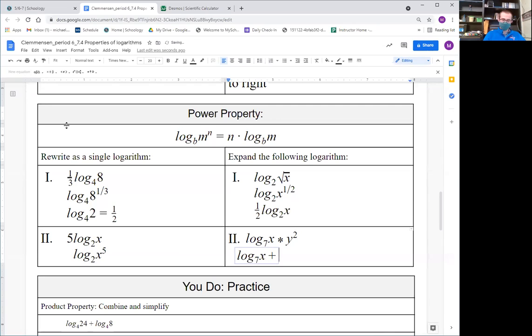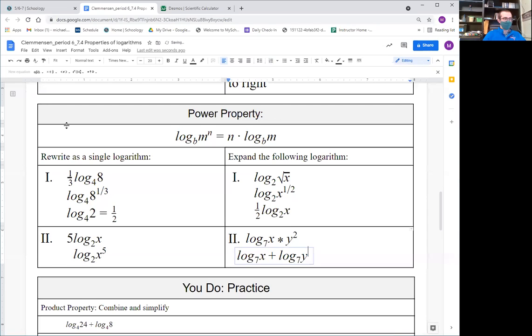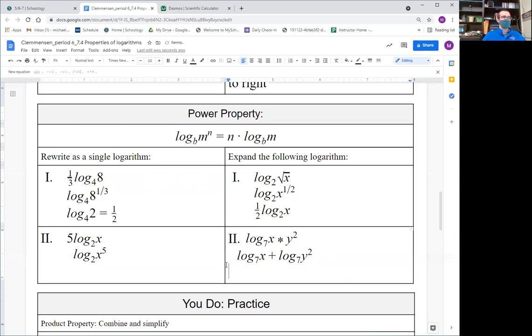Be y squared, good. And then I'm going to do exactly what you did before with pulling the 2 out front. And so my final answer is going to be log base 7 of x plus 2 log base 7 of y. Exactly right. Very close. You just forgot that little bit of x times y. It means I separate it.